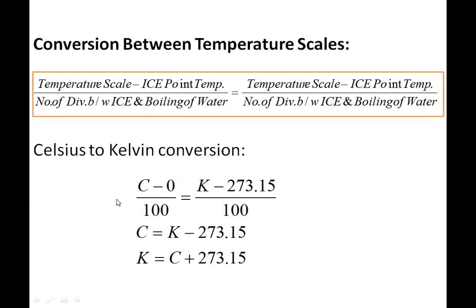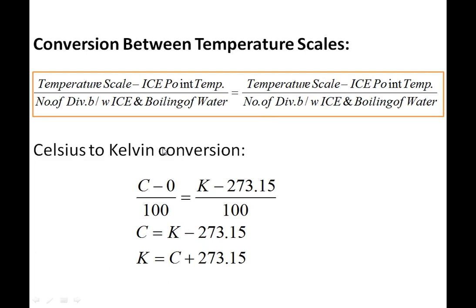This is the conversion formula for converting a reading from one temperature scale to another. The temperature in one scale, minus the ice point temperature, divided by the number of divisions between the ice point and the boiling point of water in that particular scale, equals the same expression for the other scale we want to convert to: that scale's temperature minus its ice point temperature, divided by the number of divisions between the ice point and boiling point of water in that particular scale.